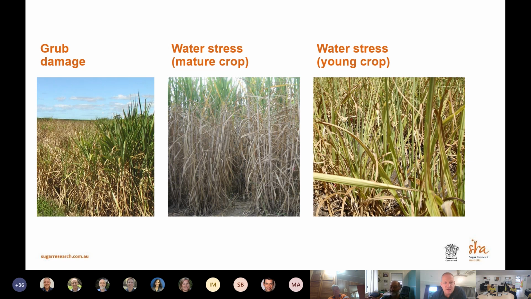And I guess there's an image there of grub damage as well, which is similar to water stress, because obviously if the grubs have affected your root system, you're not supplying water to the crop. So the symptoms can be quite similar, but will tend to be more patchy in that they'll only occur where the grubs actually are, as opposed to water stress, which would tend to be more general.